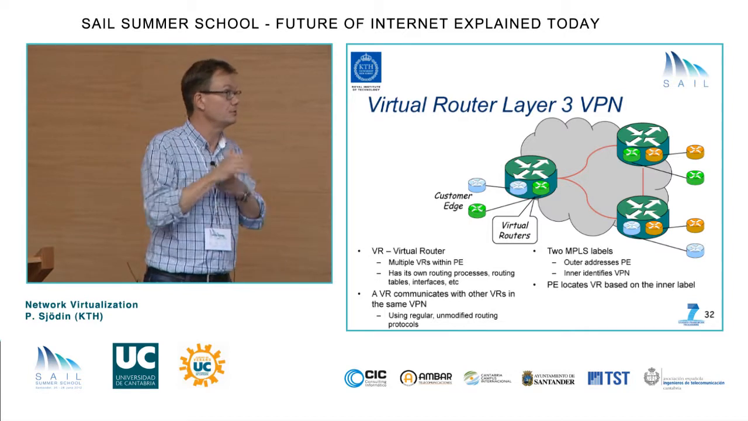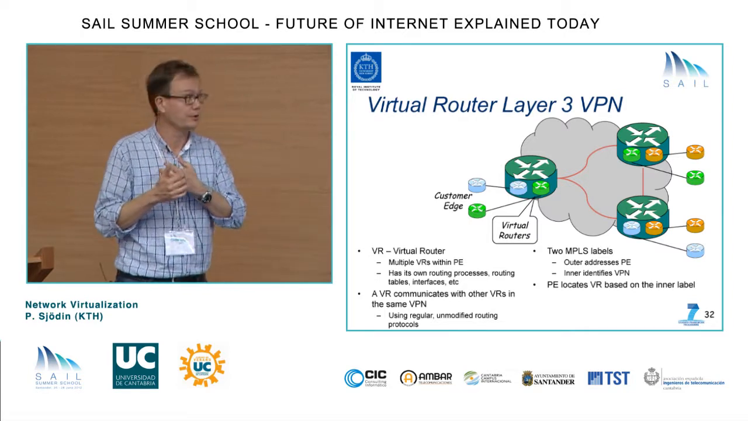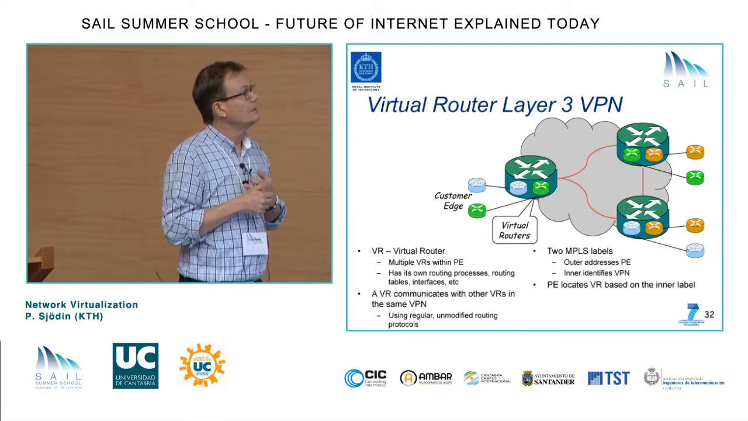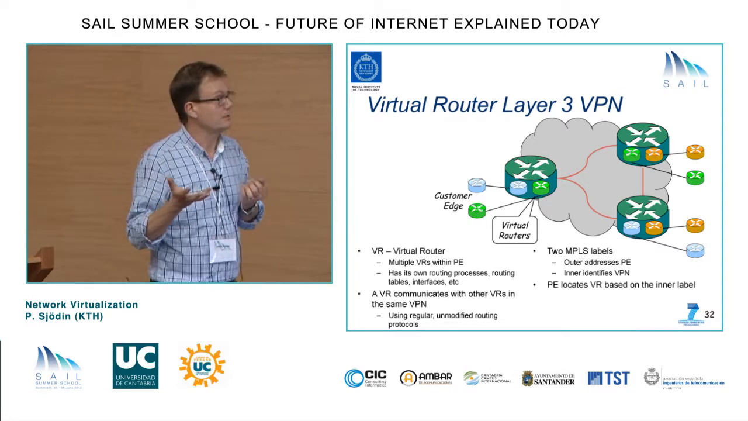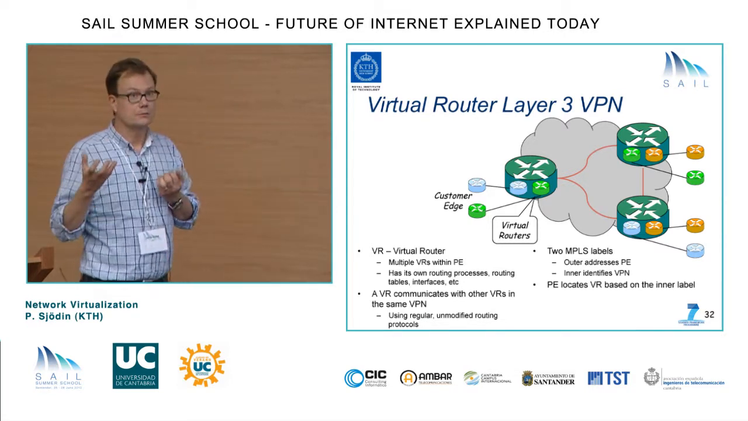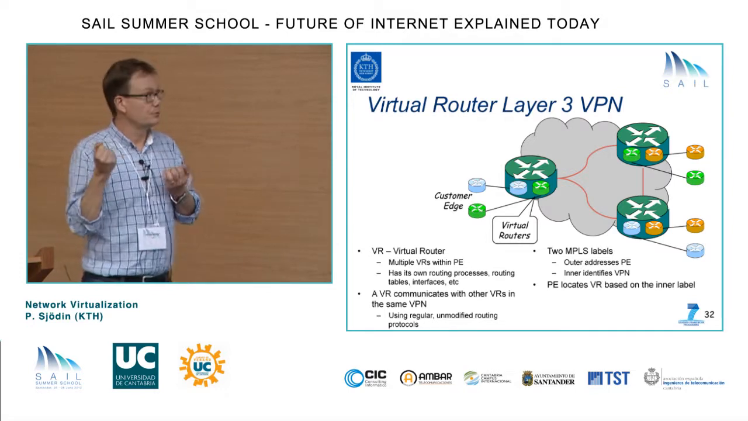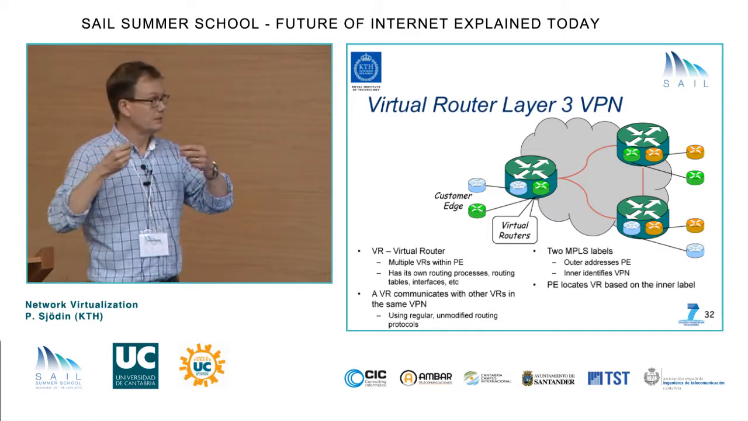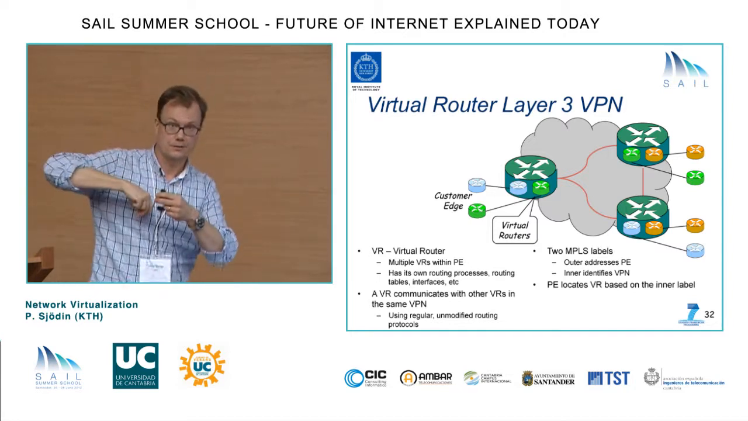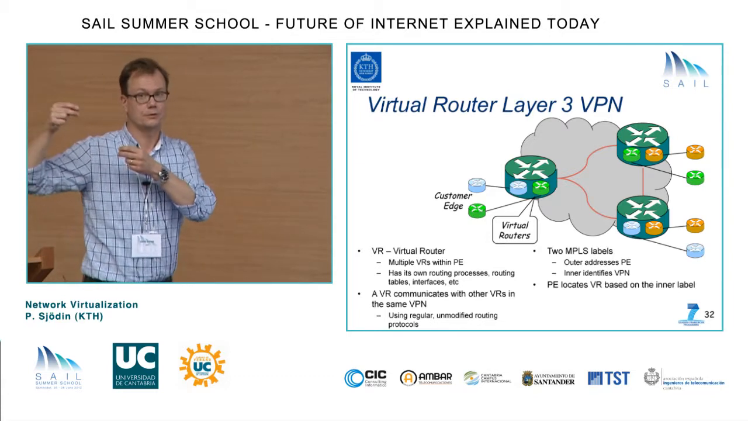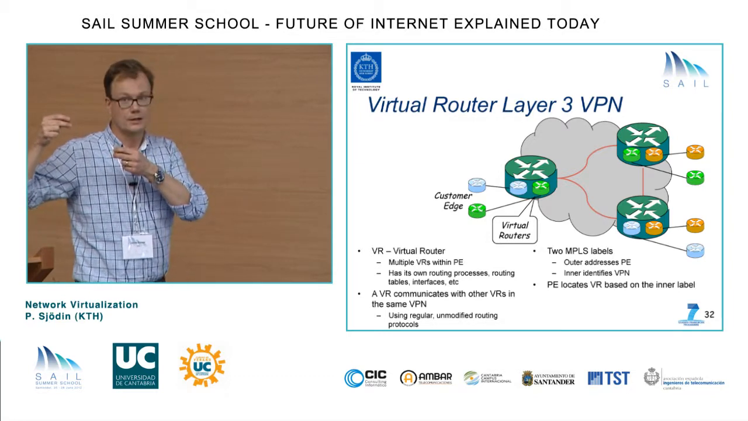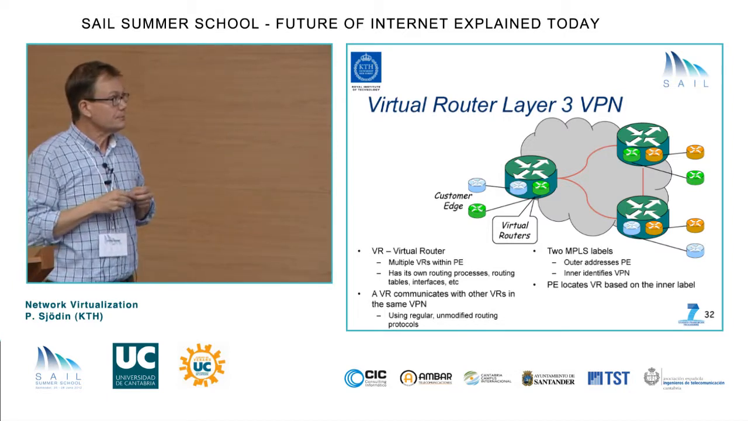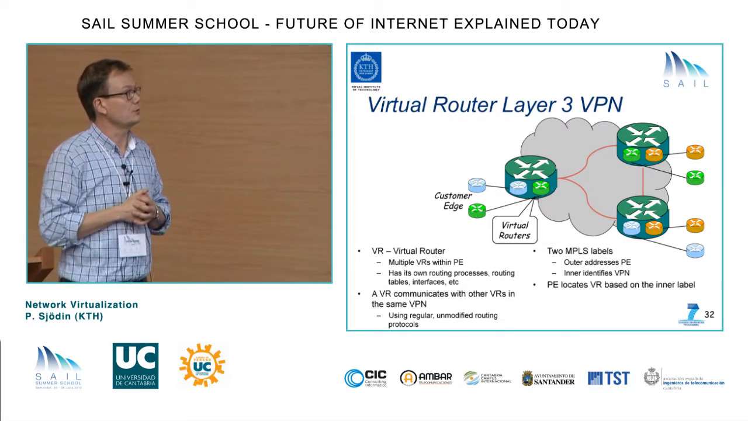Each virtual router has its own routing table, routing processes, interfaces, and so on. And then we can use MPLS internally in the provider network and use MPLS labels to identify the virtual routers or the virtual network to which this particular packet belongs. So when an MPLS packet comes in, we look at the MPLS labels and use them to identify the virtual router inside the physical router that this particular packet is going to. And then when we're sending it out again on the network, we are putting another MPLS label on it so that we identify it for the next hop router and so on.